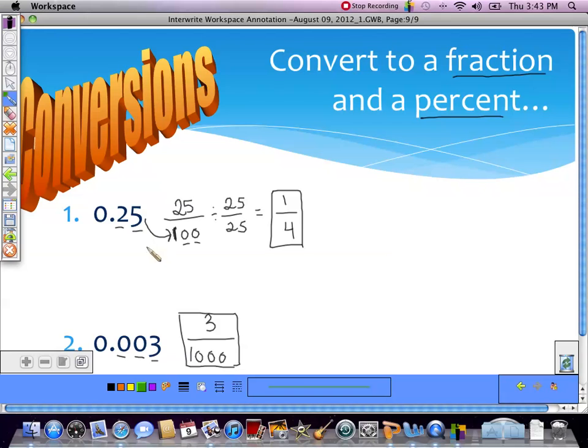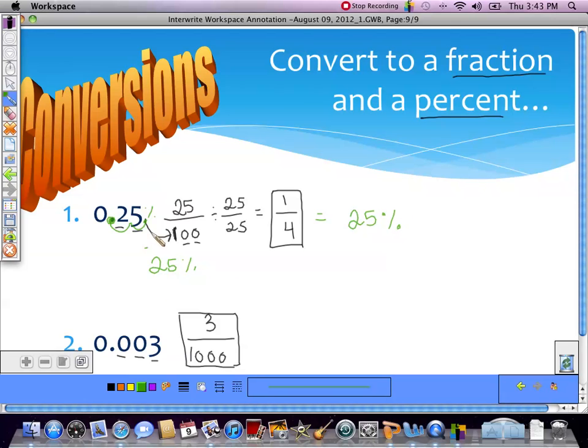When converting to a percent, you simply put your pencil on the decimal point, and you're going to move the decimal 2 places to the right. 1, 2. From there, you're going to put your percent symbol. So the answer is 25%. I'll write it over here as well.